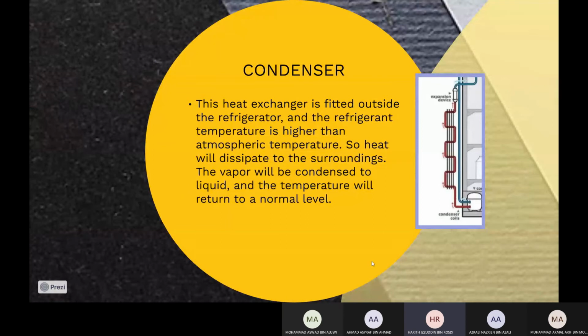Next, the condenser. This heat exchanger is fitted outside the refrigerator, and the refrigerant temperature is higher than the atmospheric temperature. So heat will dissipate to the surroundings. The vapor will be condensed to liquid, and the temperature will return to a normal level.